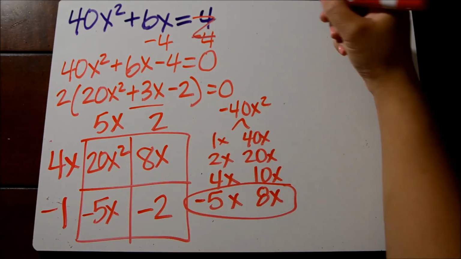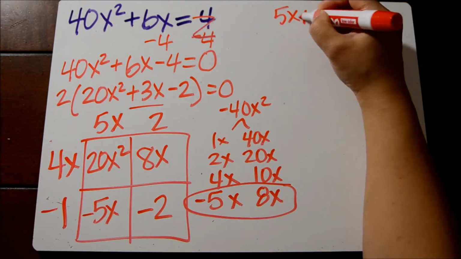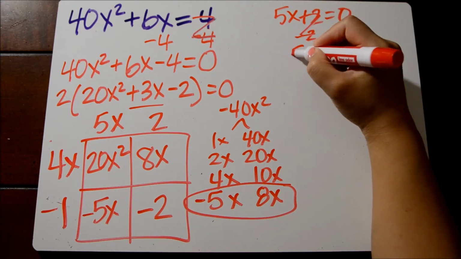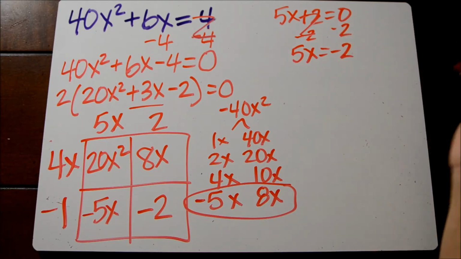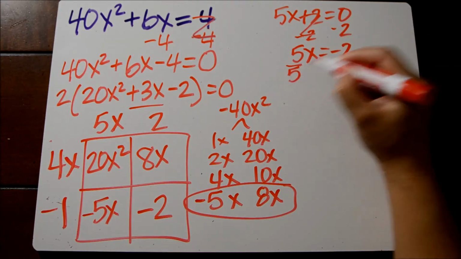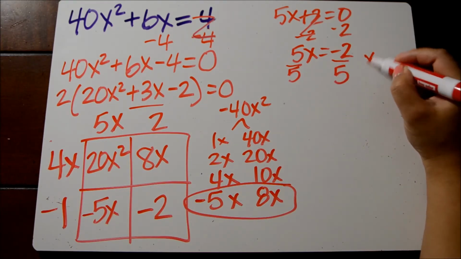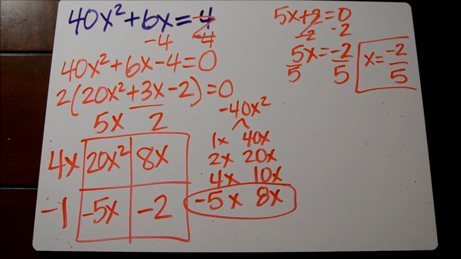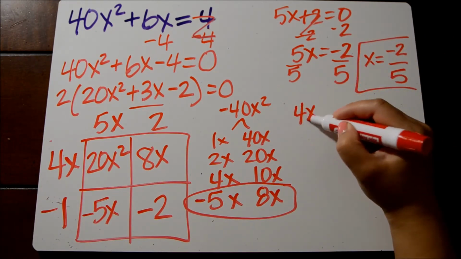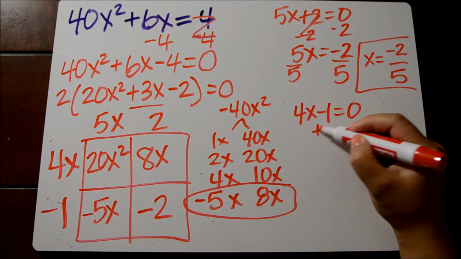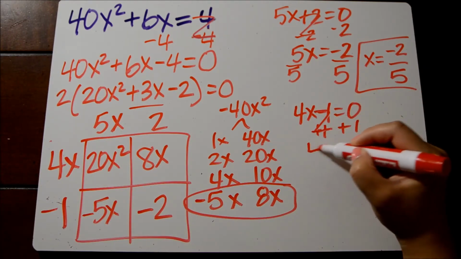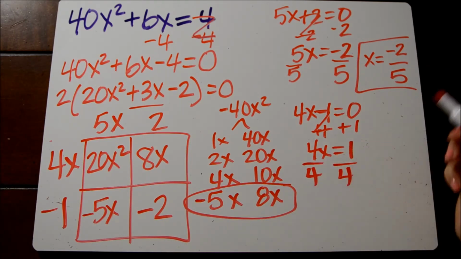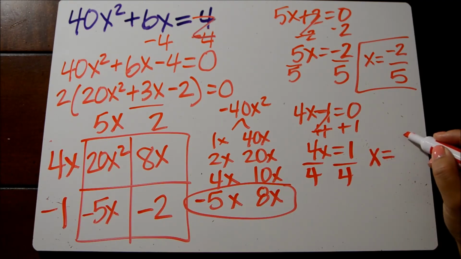Set each factor equal to 0, 5x plus 2 equals 0, and we're going to use inverse operations. Subtract 2 from both sides, we get 5x equals negative 2, and then to undo the multiplication, we'll divide each side by 5. So we get x equals negative 2/5. Our second factor is 4x minus 1. Set that equal to 0, add 1 to both sides to undo the subtraction, and then we'll divide both sides by 4 to get our second solution, which is x equals 1/4.